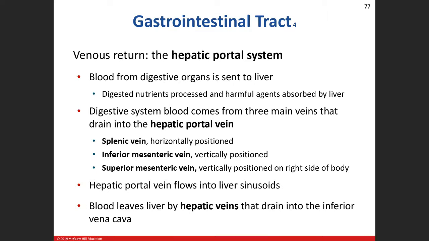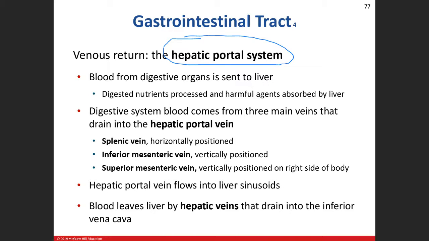So for the GI tract, let's talk about this, because the hepatic portal system is one of those blood flow systems that we talked about, in which you have an artery, a capillary bed, then a portal vessel, then another capillary bed, then a venous drainage system. So that's what we're going to see here when we're talking about the hepatic portal system.